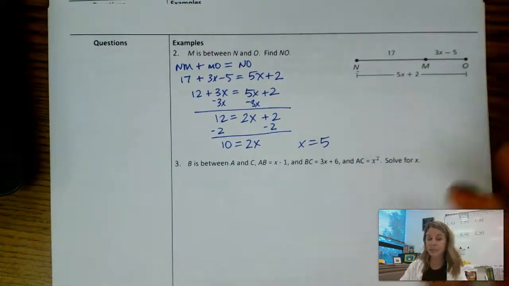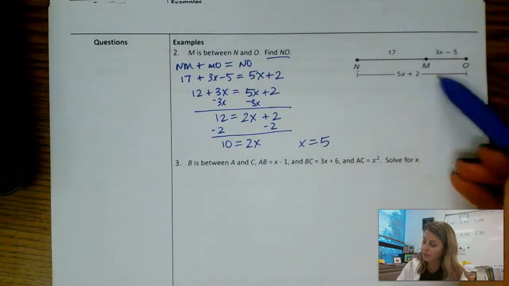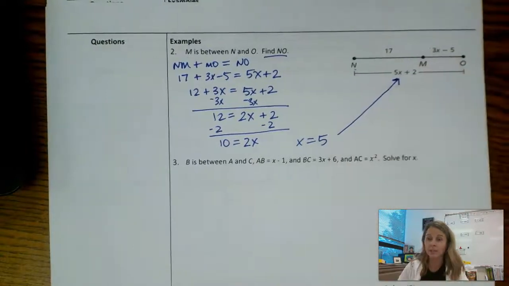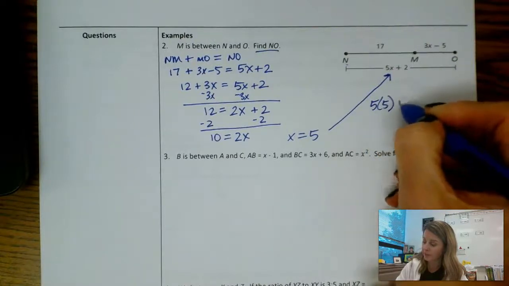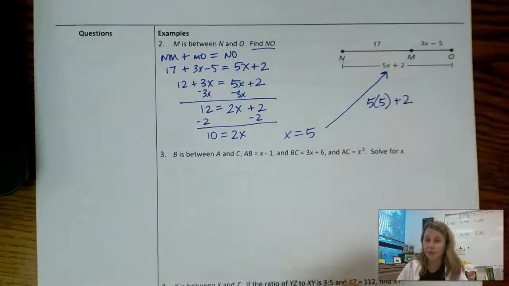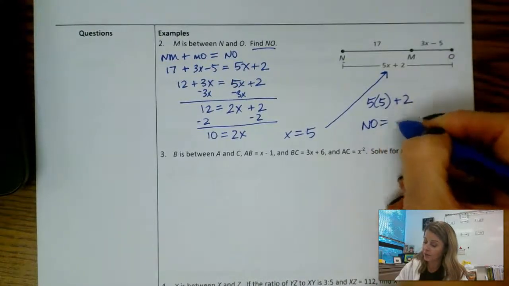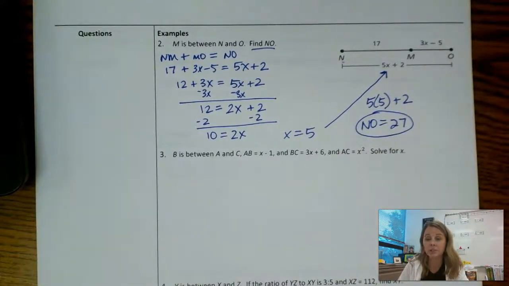A lot of times in geometry, notice it doesn't say find x, it says find NO. So I need to come up here and find the expression for NO, and substitute in 5 for x. I'm going to do 5 times 5 plus 2, so that would be 25, 26, 27. So NO equals 27. There's no unit on here, so we'll just leave it as 27, or you could say 27 units if you want.